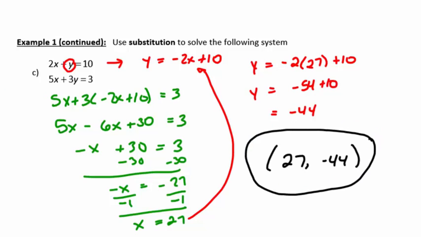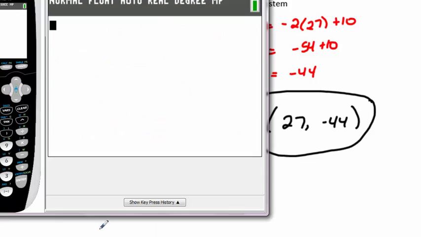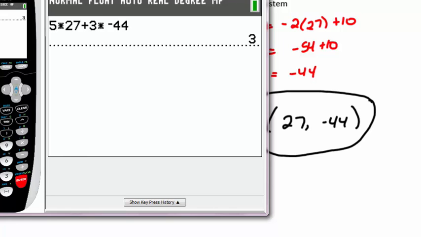You can always check that this is true by plugging both x and y into one of your equations. So let's check that when you take 5 times 27 and add it to 3 times negative 44, you get 3. So 5 times 27 plus 3 times negative 44 is 3. So our equation checks out in the second equation. You can check it in both equations, and it should be true in both equations.